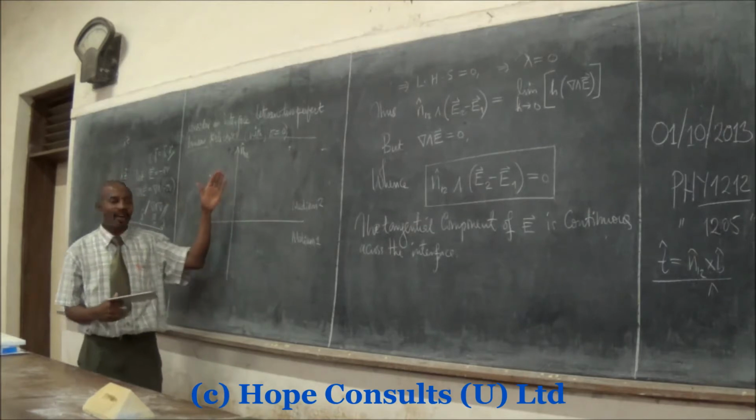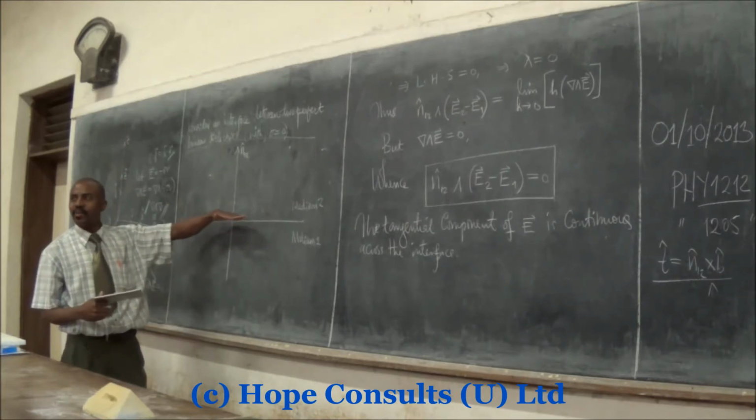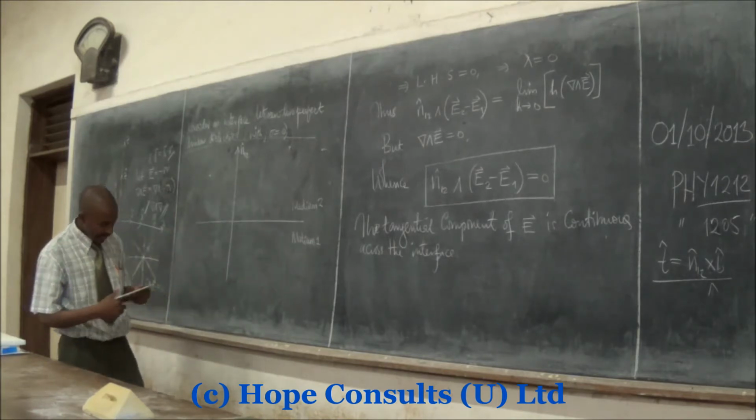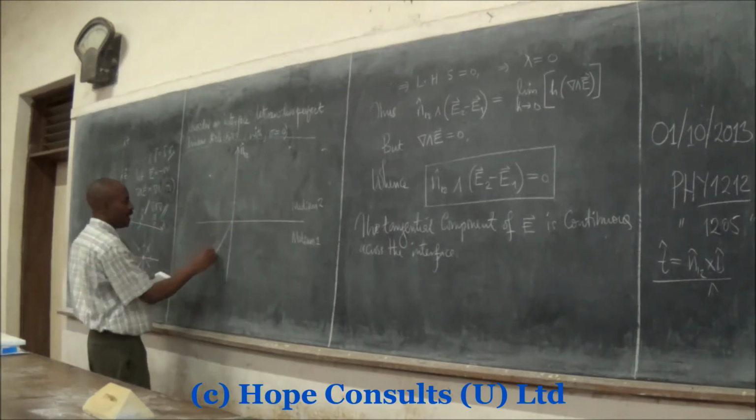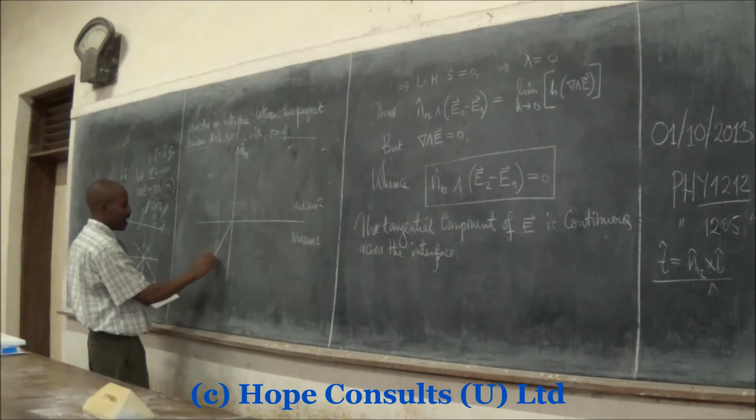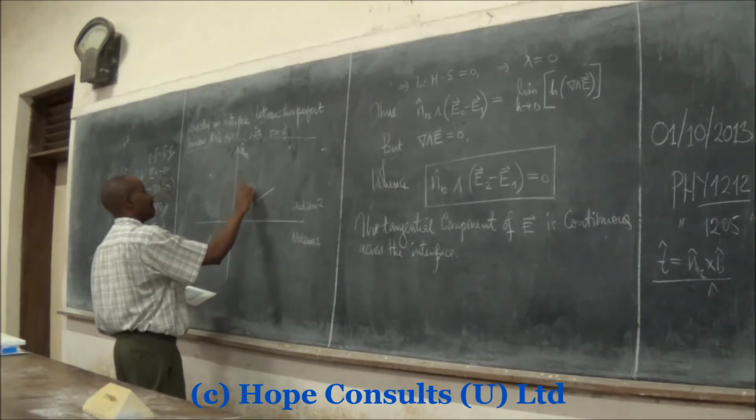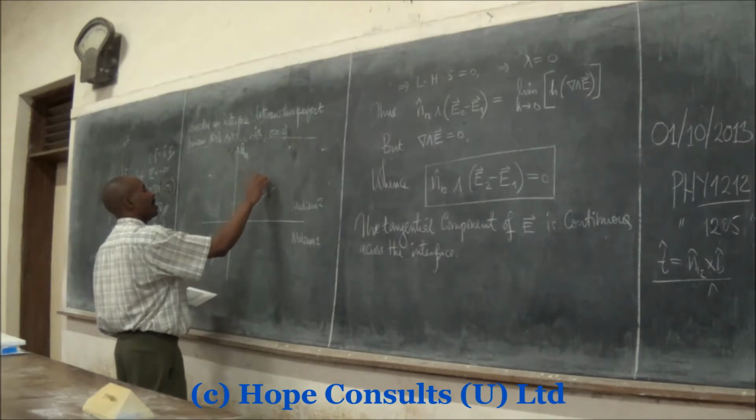So we have our interface here, with medium 1 down and medium 2 up. And then we have our D and E entering here: D1, E1. If you remember the electromagnetism, we did something of the sort. D2, E2.